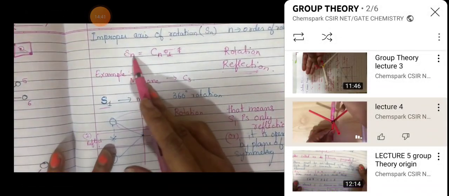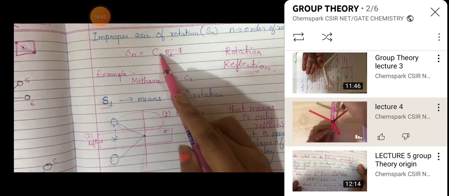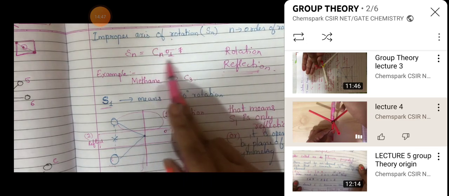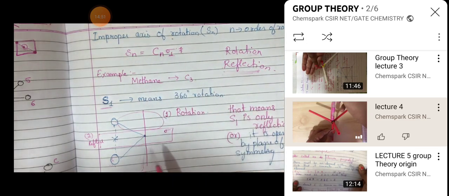So the definition of Sn can be written as Cn and a sigma plane which is perpendicular. How do I read this? Cn and sigma perpendicular. The example was methane.